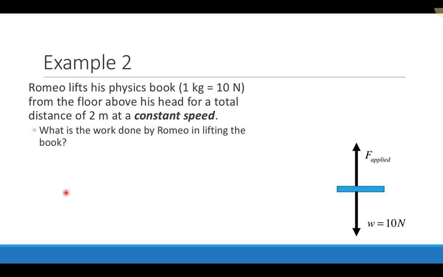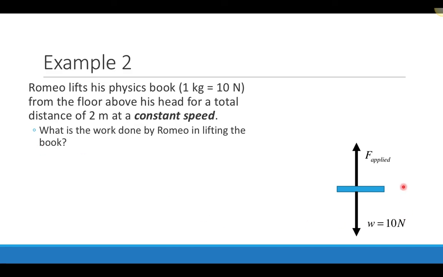All right, let's think of another example. So here I have Romeo, who lifts his physics book, also a 1 kilogram physics book, so a total weight of 10 newtons. And he lifts it from the floor above his head for a total distance of 2 meters. And he does this at a constant speed. We want to determine what is the work done by Romeo in lifting the book.